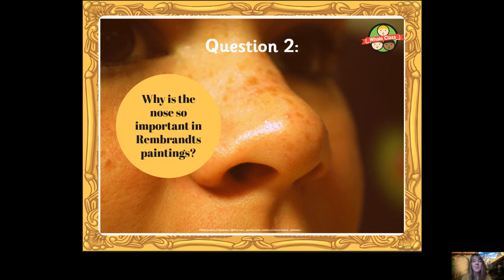Why is the nose so important in Rembrandt's paintings? Okay, so it told us at the beginning why he always liked to draw noses, and why he thought they were important in his paintings, what was so special about the nose. So why is the nose so important in Rembrandt's paintings? Pause the video here now and write your answer for question 2.